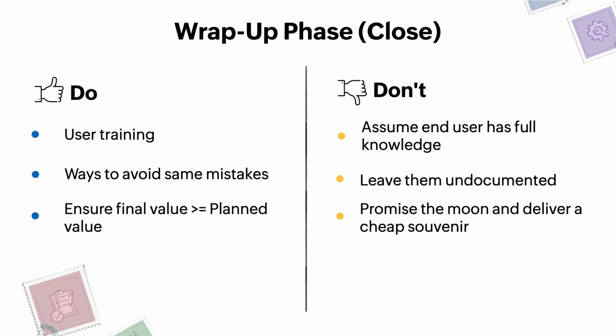Because if we have smaller successes and smaller wins, then the small fails are not going to seem so bad, and not make the milestone be the win. Make the small task be the win. And if we do that, we'll eventually make sure that that final value is greater than that planned value.